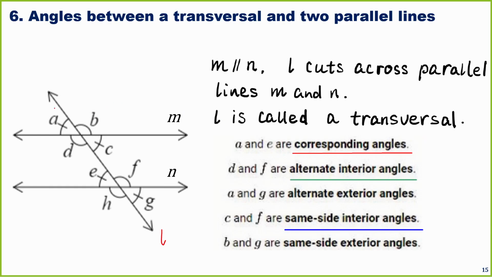Then we have a series of angles here. According to their positions, there are different names. For example, angle A and E are called corresponding angles. And angle D and angle F, here and here, are called alternate interior angles.